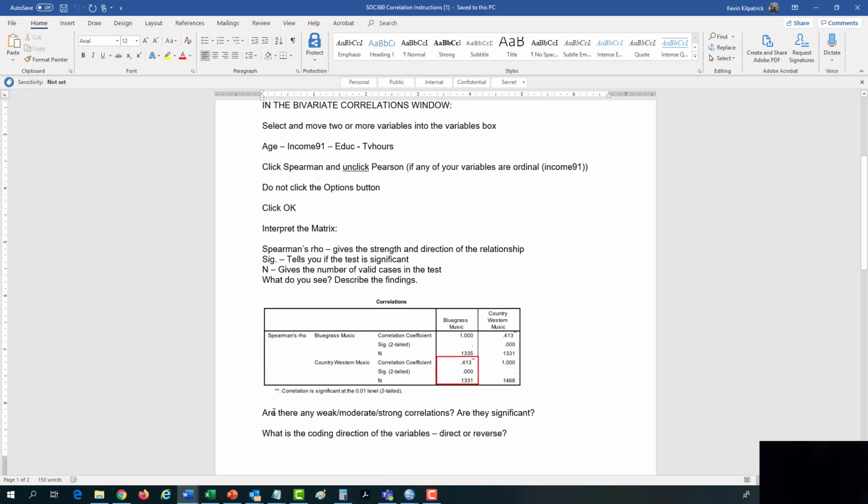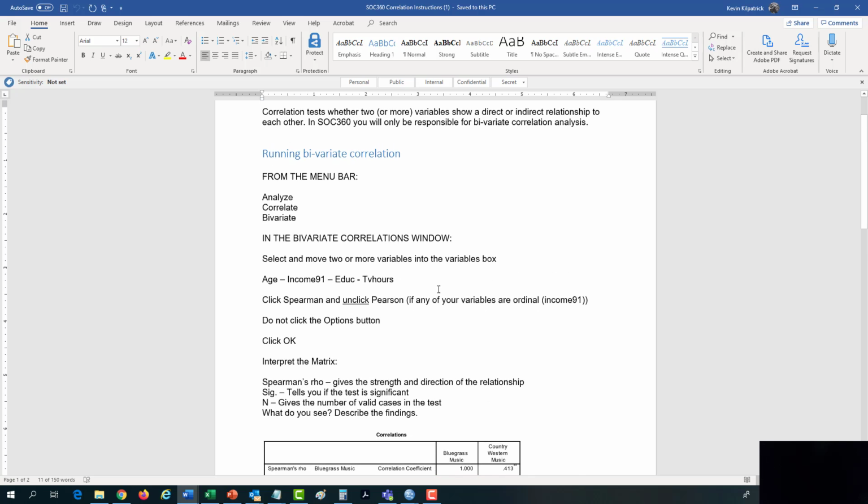Okay, so those are the two questions that you have to answer when you look at a matrix like this. And forget about this: what is the coding direction of the variables? Is it direct or reverse? I'm just not going to teach you that. Okay, it's important, but when we get back to school and we're all staring at each other in a classroom, then I'll talk about it. Okay, but right now we're going to run this correlation.